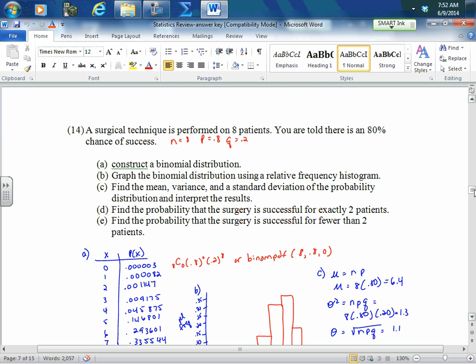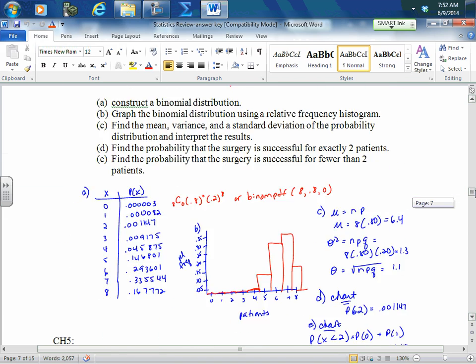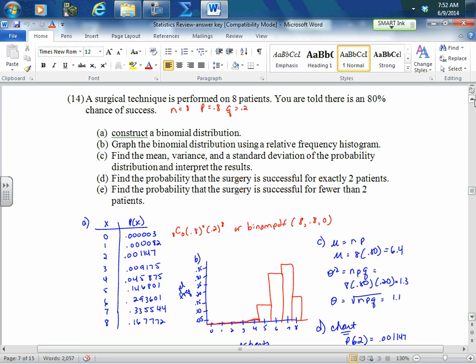Okay. Here's another one that you probably might have trouble remembering a little bit because this was a while back. These are your binomials. Okay. These are your discrete binomials. A surgical technique is performed on 8 patients. That's your N. So there's an 80% chance of success. If there's an 80% chance of success, what is the failure? 20%. So we've got a 0.8 versus a 0.2. These have to add up to 1.